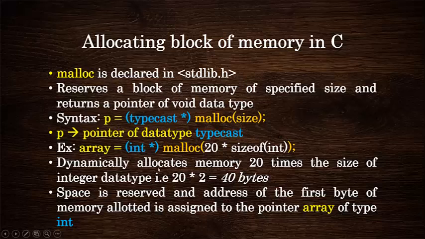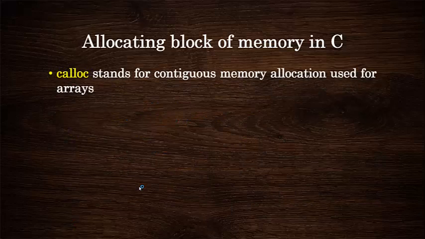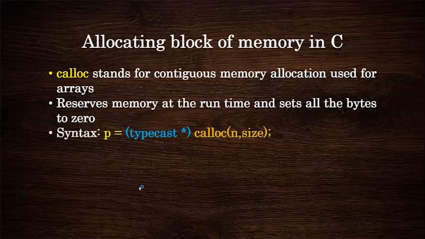For calloc as well, the same kind of process is followed. Your calloc stands for contiguous memory allocation, which is used for arrays. What calloc does is reserve the memory at runtime and set all the bytes to 0. The syntax is the same as we saw for malloc. The only change is that we specify the number of entries required and then the size. So your calloc receives 2 input arguments.